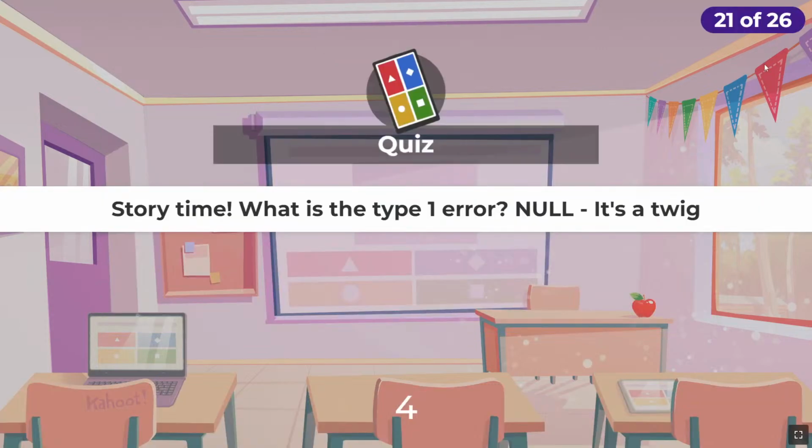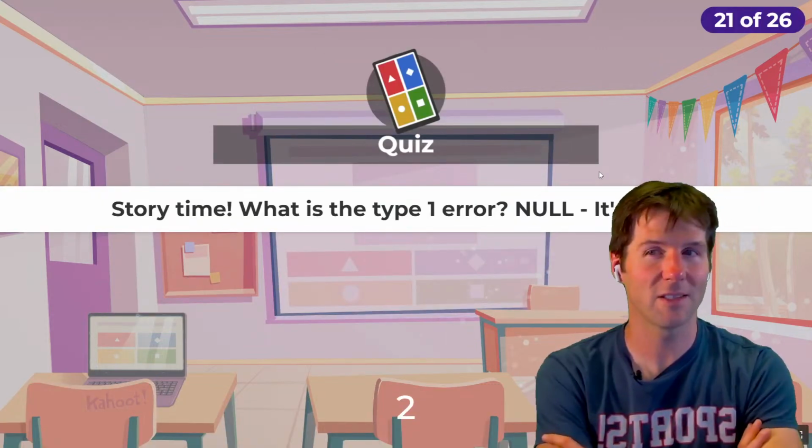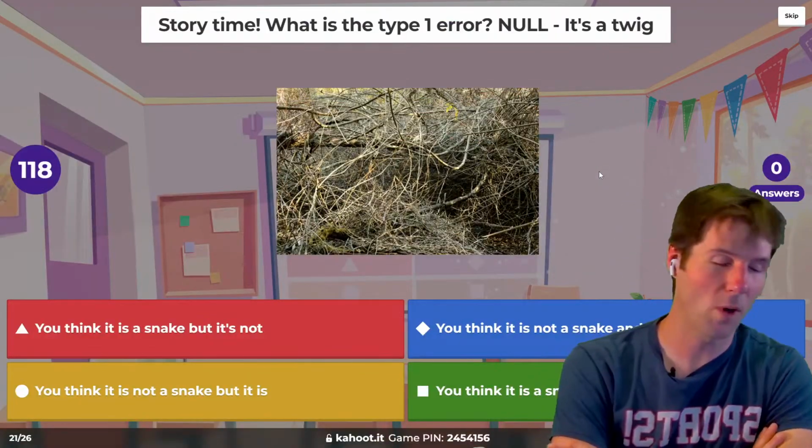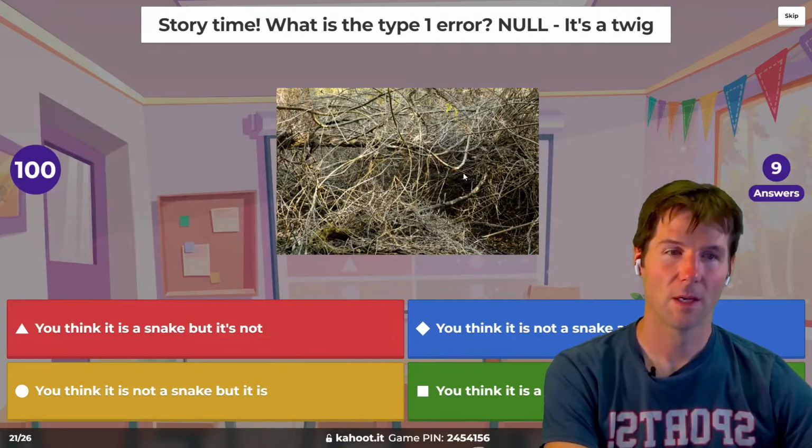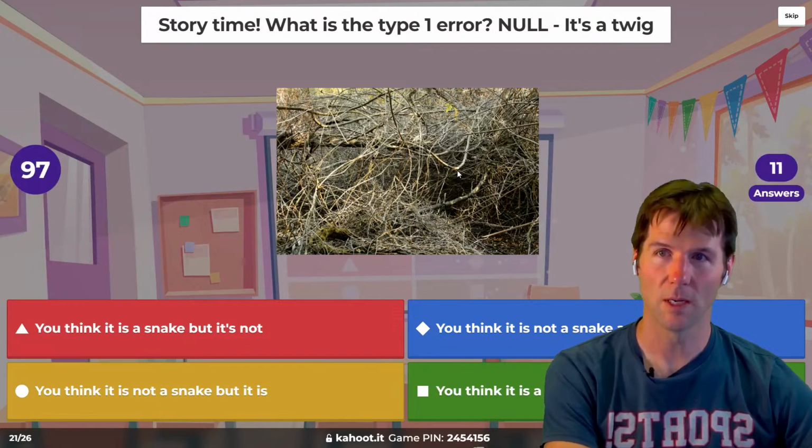Next question. Story time. The null hypothesis is that it's a twig. So you're walking through the woods right here and you see a whole bunch of sticks and you're freaking out. You're like, I've been bitten by a snake, but I know most things are gonna be twigs out there. And then you're like, wait a minute, what is this right here? And you think, oh no, and you make a type 1 error. What did you do? So we have a very important thing to do right here.